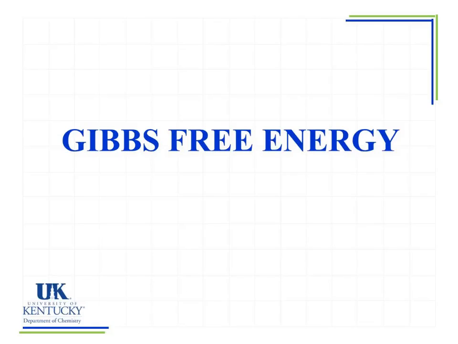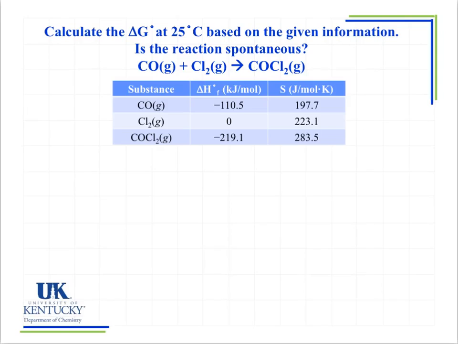Now we're going to look at another example of calculating Gibbs free energy. The question asks us to calculate the delta G at 25 degrees Celsius based on the given information and decide whether or not the reaction is spontaneous. We're given the balanced chemical equation, we're given delta H of formation values and entropies of substances, but we're not given the enthalpy or the entropy of a particular reaction.